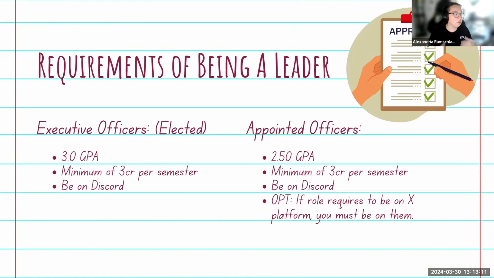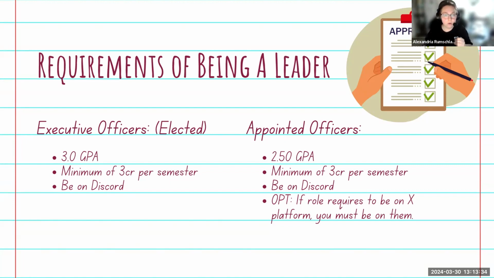So it's a full year. So there's not another election process or a voting system that has to be put in place. Appointed officers are, again, the officers that the execs choose and interview through, which by interview, just talk to. We require a 2.5 GPA, a minimum of 3 credits per semester.